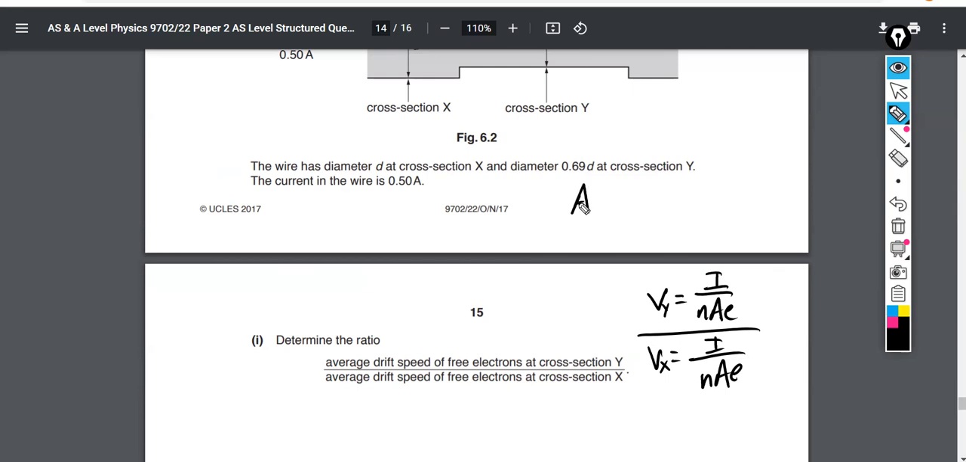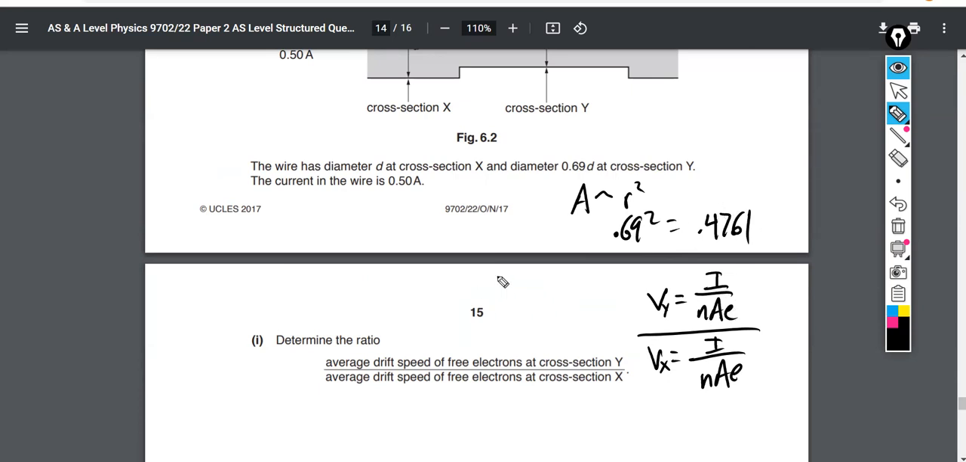How does the area change if we change the diameter? We crush it down to about 70% of its original value. Well, area is proportional to the radius squared. So if we decrease the diameter to 0.69, then we need to realize that the area goes down as the square of that. And so what is 0.69 squared? 0.4761. So a decrease in the diameter by this amount is going to decrease the area by this amount.